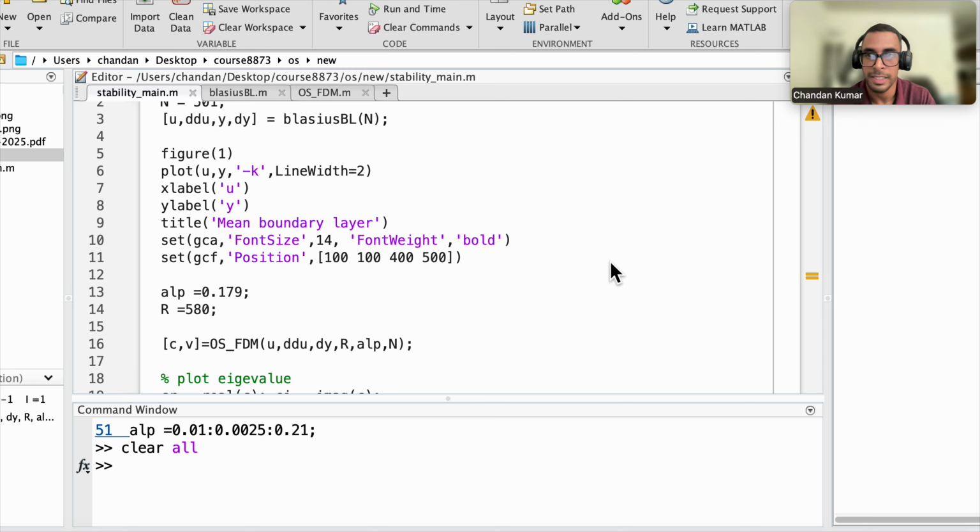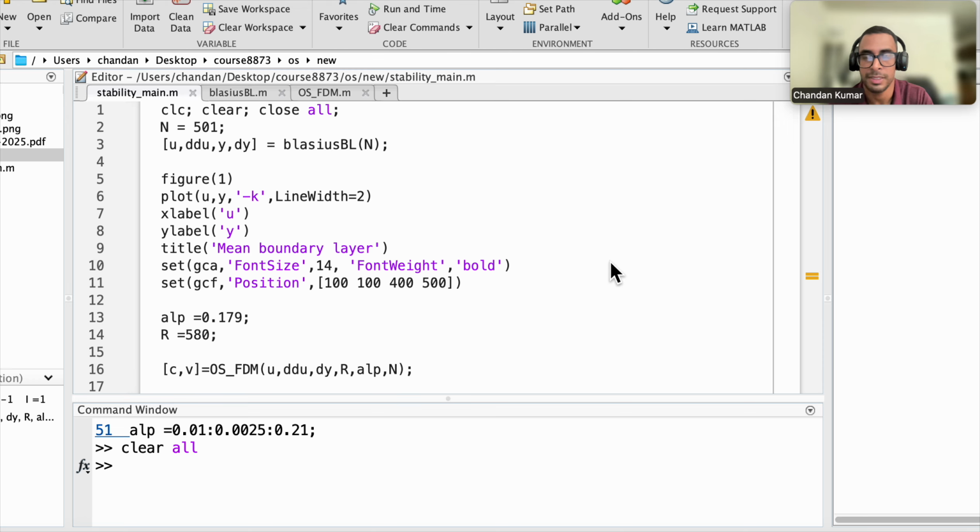Here we will see the codes for the stability analysis and solving the Orr-Sommerfeld equation, and the codes that will solve the eigenvalue problem, and it will tell us whether we have any unstable wave in the flow or not. So to start with, we have three files. The main file is the stability main, and then there are the other function files.